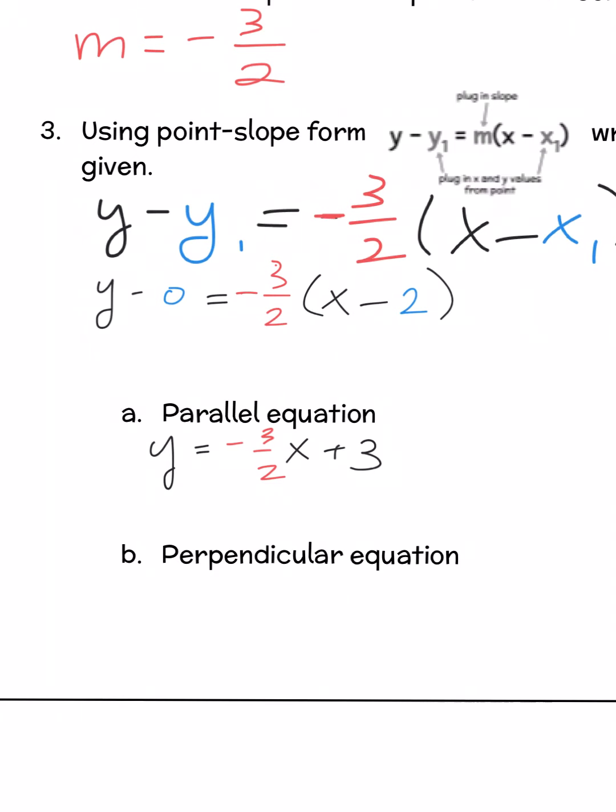The perpendicular line equation, if you notice, I put my slope in red because that's what I'm going to deal with only. I'm going to go ahead and flip it upside down. So it'll be 2 over 3 instead. And notice the sign changed to a positive, and I write everything else the same. And there you have it. There's a parallel line equation here. Here's the perpendicular line equation right down here.